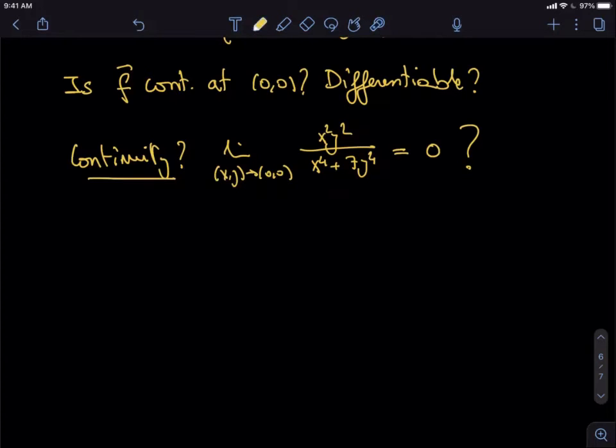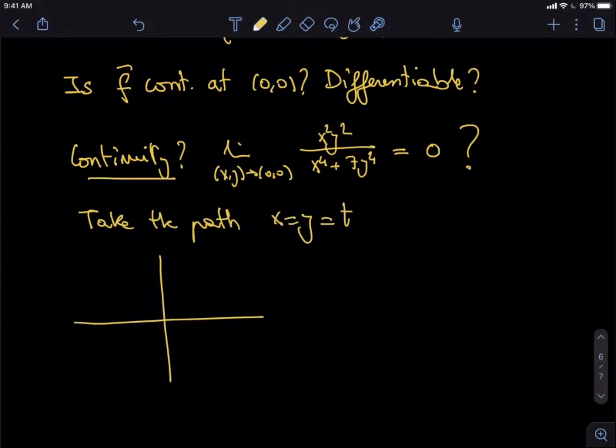What you would like to take is the path x equal y equal t. If we are looking at the plane x and y, we are approaching 0 following this line. Let's see what happens. I'm choosing both equal, you'll see why, because that way we can collect all the powers into one.